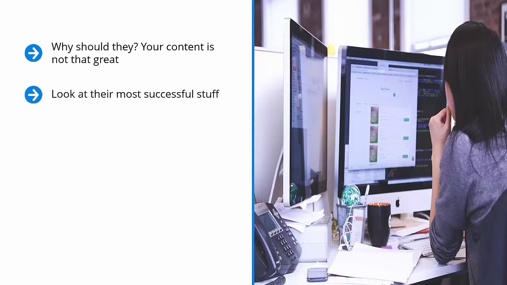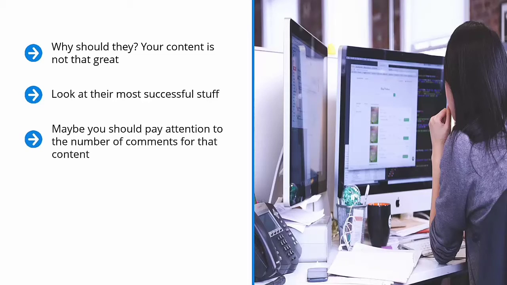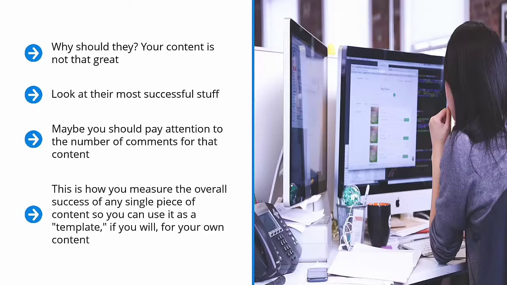Look at their most successful stuff. How do you know? Look at the social media indicators of their content. How many likes does their top content get? How many shares? Is there any other indicator that shows that this content actually has traction? Maybe you should pay attention to the number of comments for that content. Maybe you would want to run a backlink checker on a piece of content and see how many other blogs or websites link to that piece of content. This is how you measure the overall success of any single piece of content so you can use it as a template, if you will, for your own content.